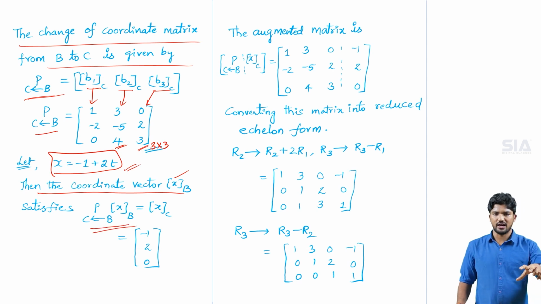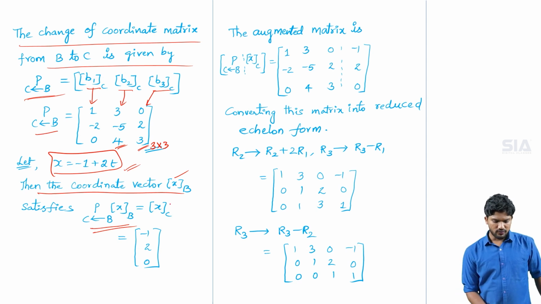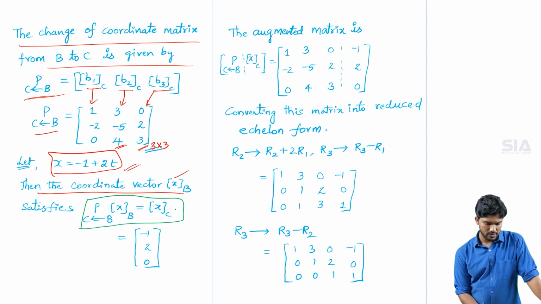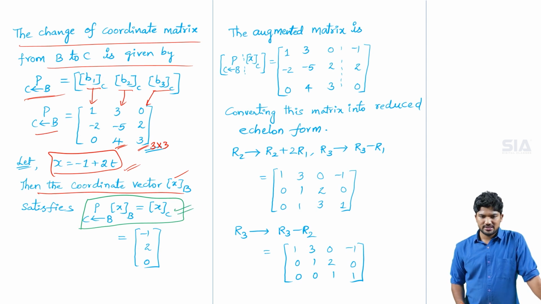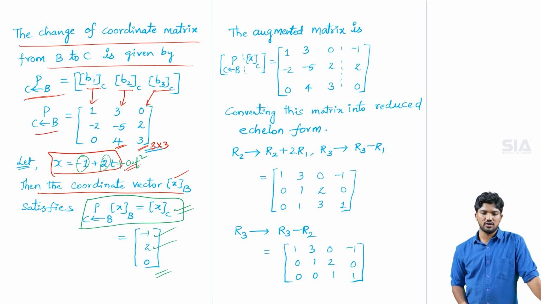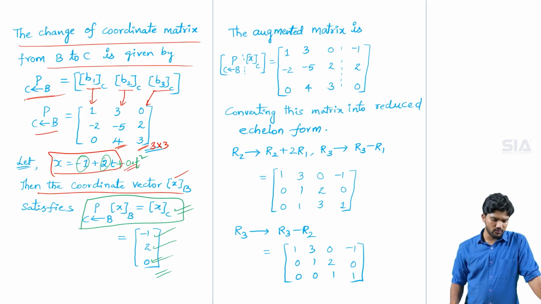Whenever you get a vector, we can write the coordinate vector. So therefore, according to the formula, P from B to C into x over capital B equals x over capital C. You know very well that the value is minus 1, 2, 0. Here the constant value is minus 1, the small t coefficient is 2, and there is no t square term, so 0 into t square, that value we can write as 0.